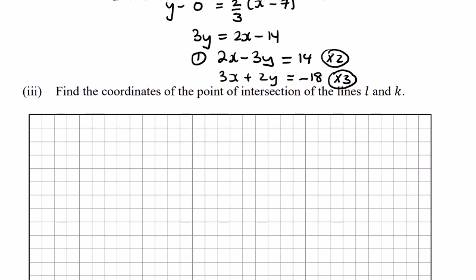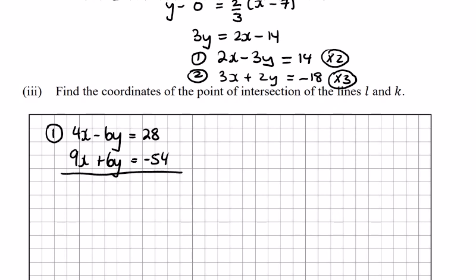So if we want to number them, you can. 1 becomes 4x minus 6y is equal to 28. And 2 becomes 9x plus 6y is equal to 3 18s or 54. Combining the lines, we're going to get 13x is equal to 54 minus 28, or 28 minus 54 will be minus 26.